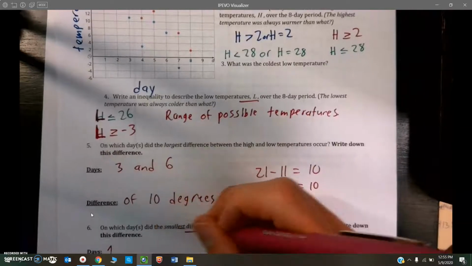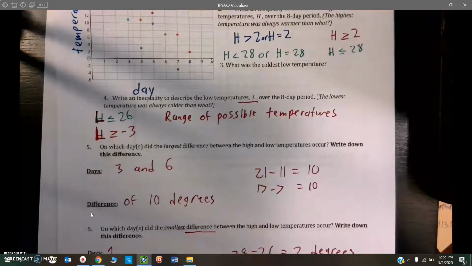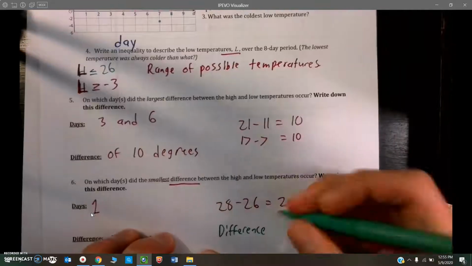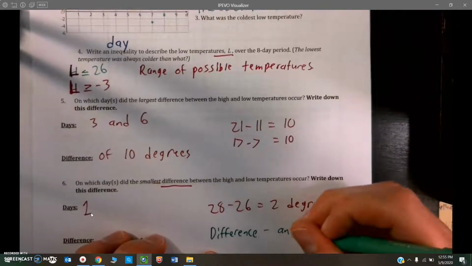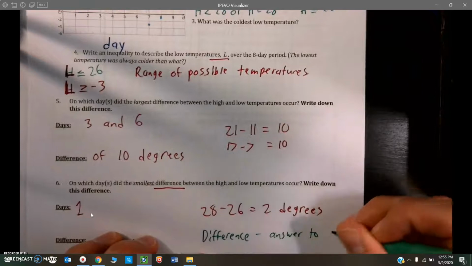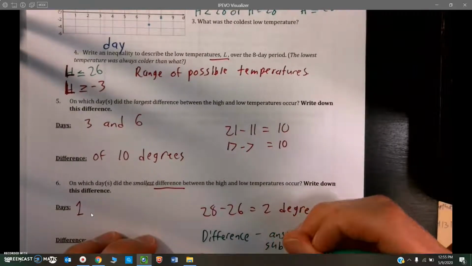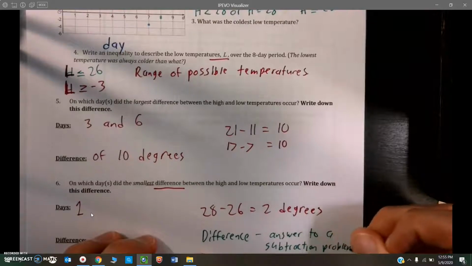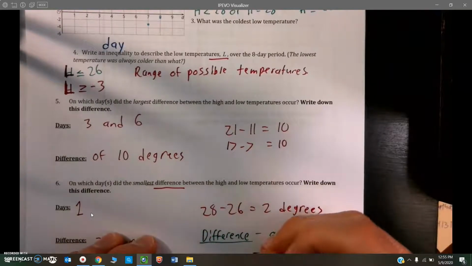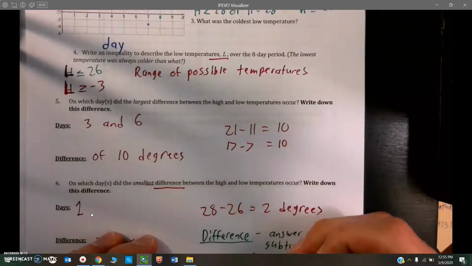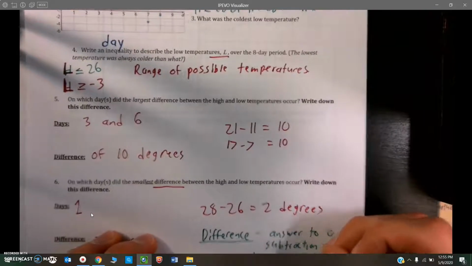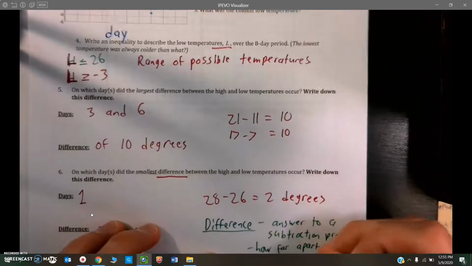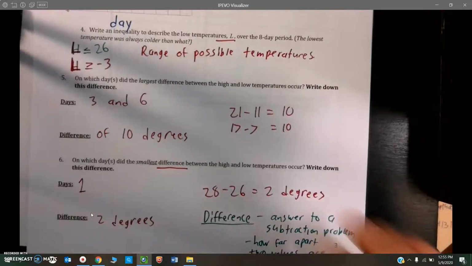So, smallest difference, remember, difference is the answer to a subtraction problem is one definition. It's also how far apart two values are. All right.